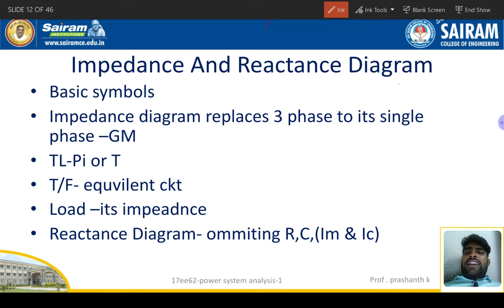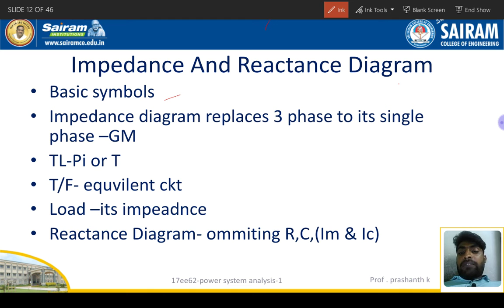And then the reactance diagram is the same. In the reactance diagram, we are eliminating all the resistances in the circuit components, and only we are keeping reactance in the power system components. That's why it's called a reactance diagram. See here, the first one is the basic symbol. It's very important, basic symbol. I already told you, basic symbols you must practice for the understanding of the question as well as for answering also.